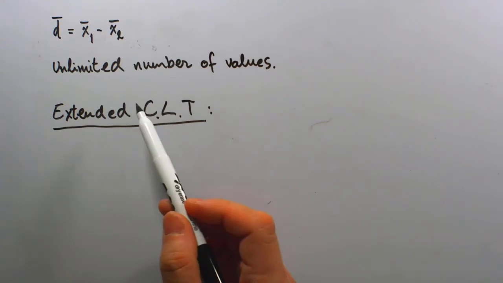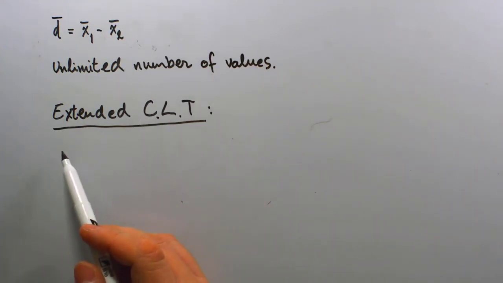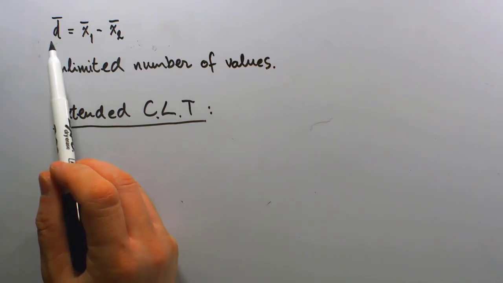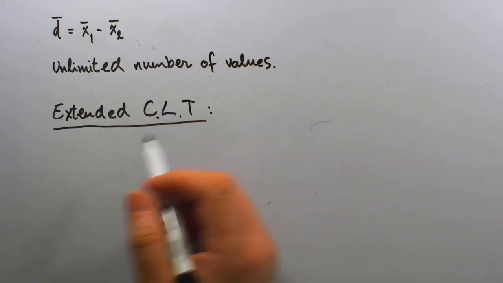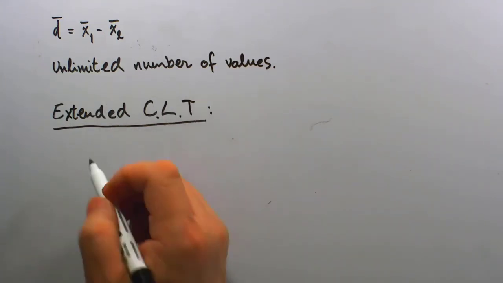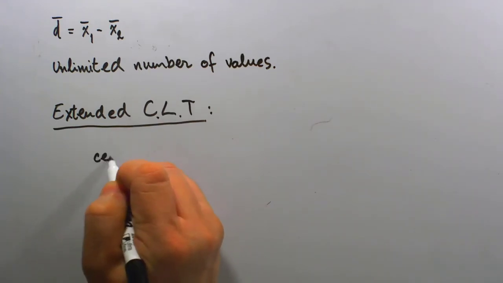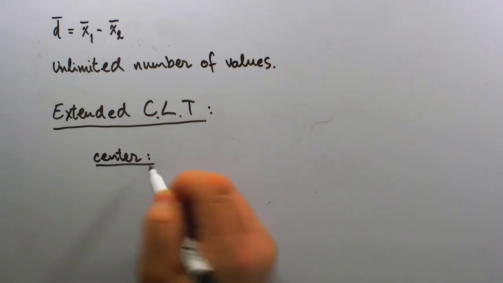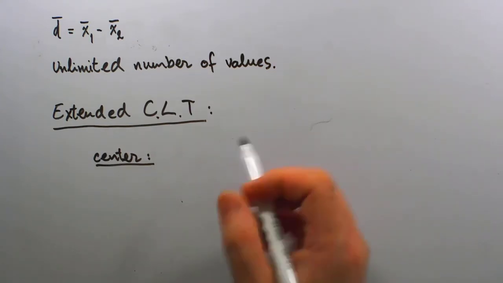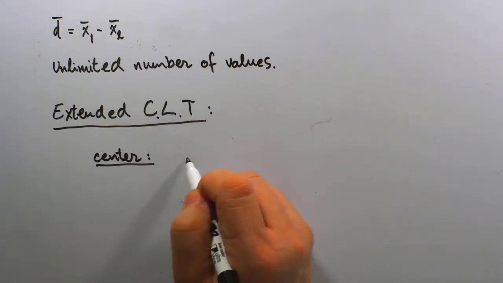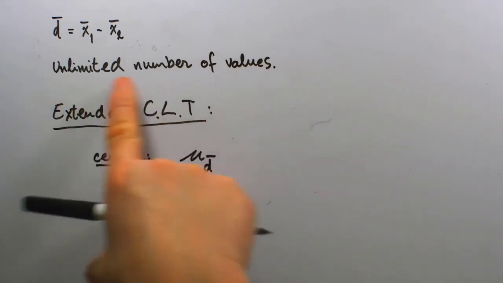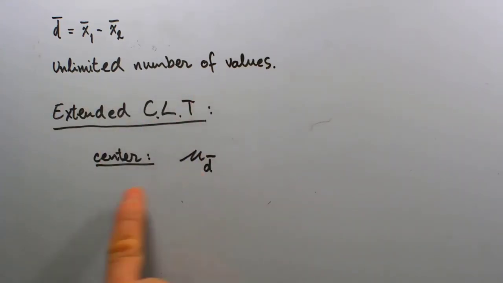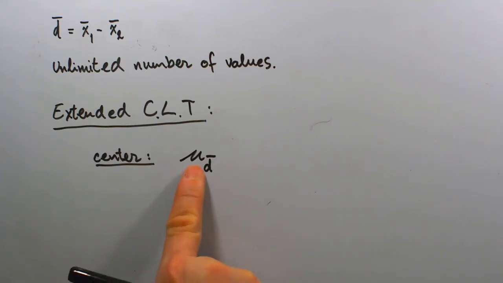So based on what we understand just earlier, since D bar here is a random variable that represents a sampling distribution of differences in sample means, then we can extend the central limit theorem. The extended central limit theorem states that the center of this random variable, or the center of this sampling distribution, is regarded as the population mean of all D bars. Once again, because we have an unlimited number of values, we can average them out, and that's the center. So this mu D bar right here is the center of the sampling distribution of differences in sample means.